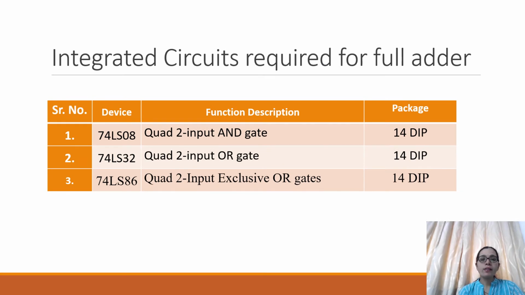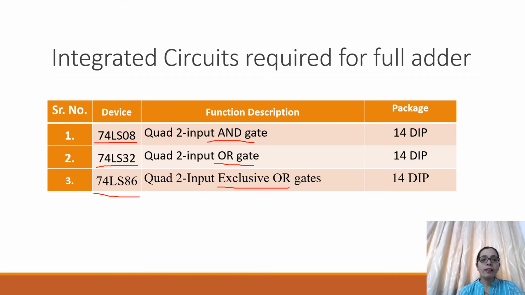Now, which are the ICs that are required for implementation of the full adder? As we have seen, we require AND gate, OR gate and the XOR gate. So what is the IC that is available for the AND gate? That is 74 series low Schottky 08. Which is the IC that is available for the OR gate? That is 74 series low Schottky 32, that is 7432. And for exclusive OR, that is XOR gate, the IC available is 7486, that is 74 low Schottky 86.